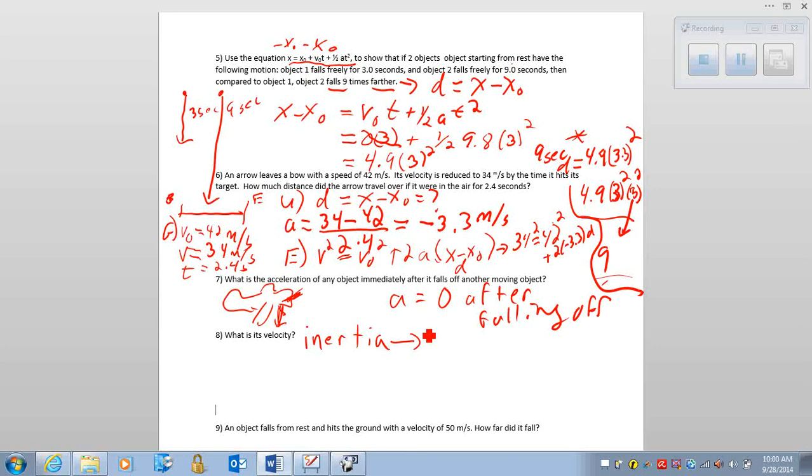So anything that is dropped from this plane will have the same velocity as the plane was going at that point in time. So if this plane is going, let's say, 200 miles per hour, then any object that drops from it is also going 200 miles per hour and in the same direction as the plane is going.